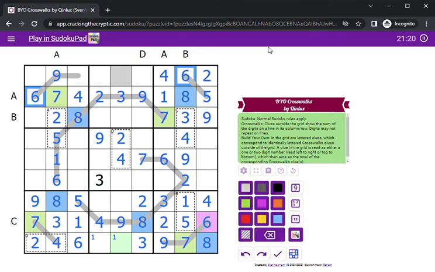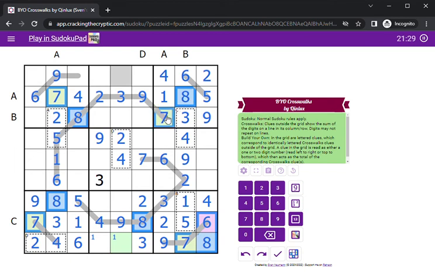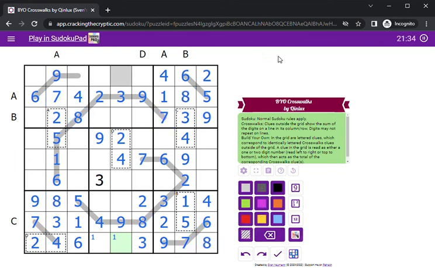And now we've used every clue in the puzzle. And I'll go ahead and remove the rest of the colors because now that everything is converted to numbers, we don't need them anymore. And so now we just have to do a little bit of Sudoku to fill in the rest of this puzzle.